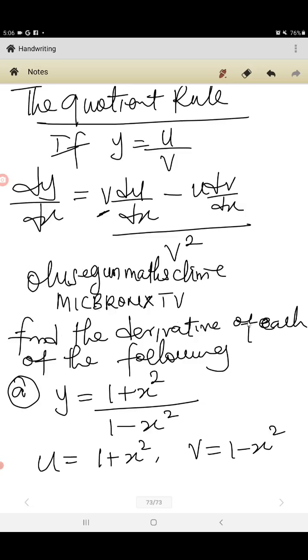Let's now start solving some examples. Find the derivative of each of the following. y is equal to 1 plus s squared divided by 1 minus s squared. Our u is 1 plus s squared. Our v is equal to 1 minus s squared.